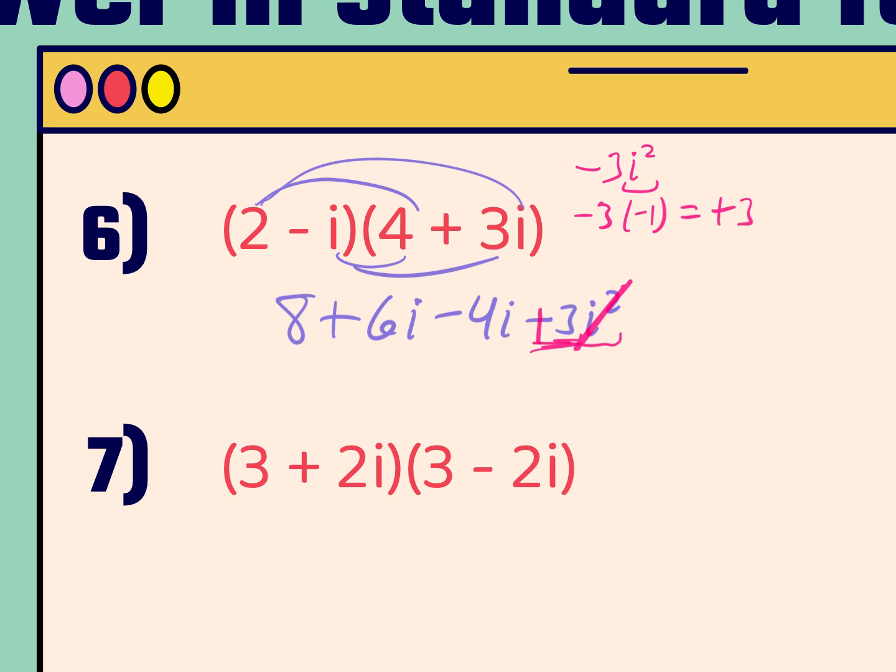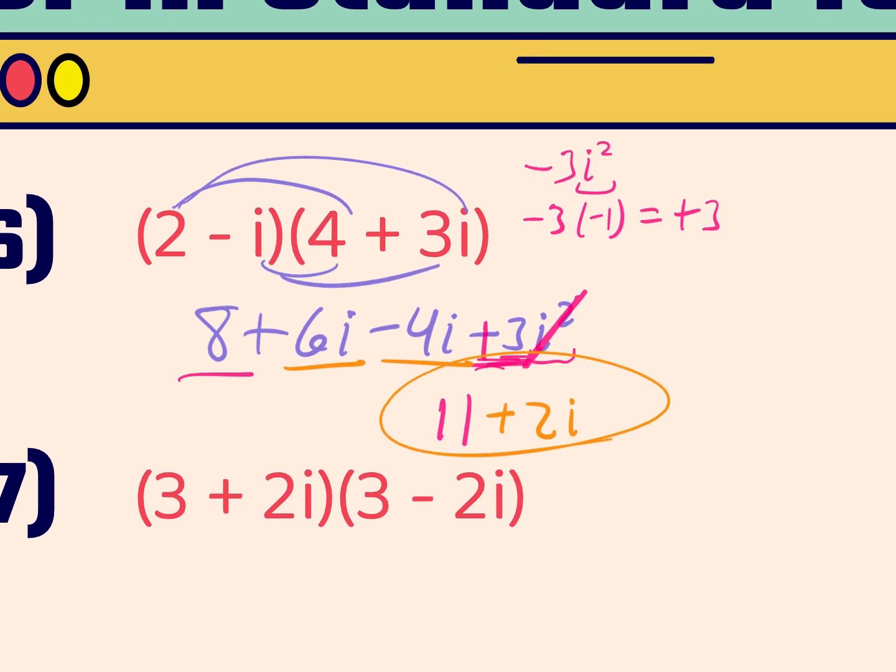All right, so now let's combine. Our real number with the real number is going to be 8 plus this 3 is going to be 11. And then let's combine the imaginary with the imaginary. So 6i minus 4i is going to get us plus 2i. All right, and this is our answer in standard form.